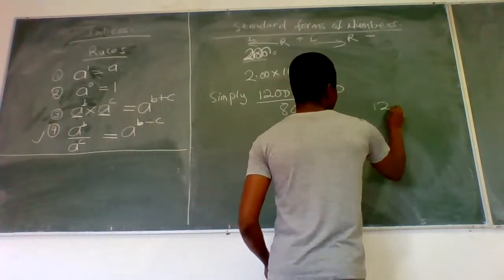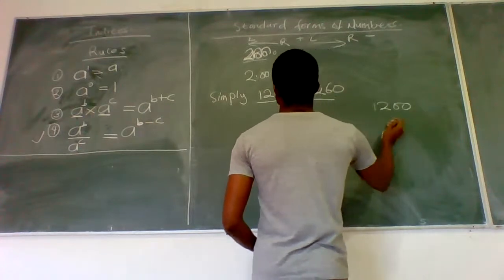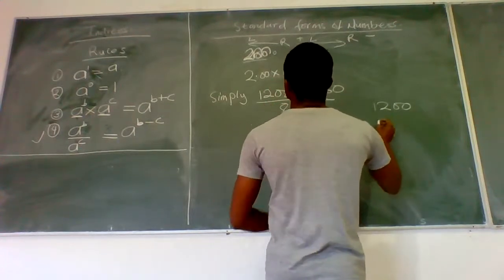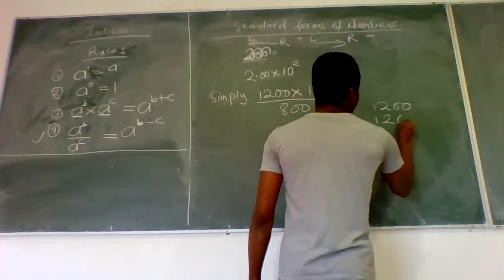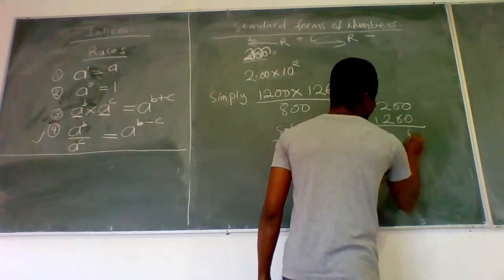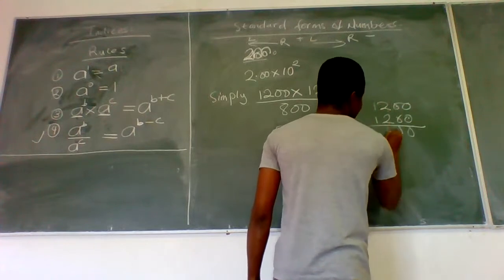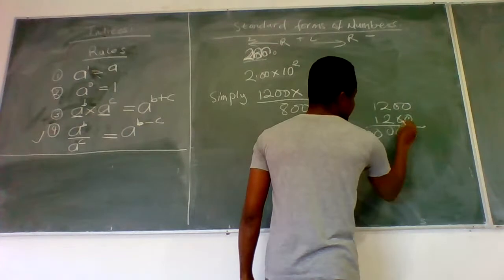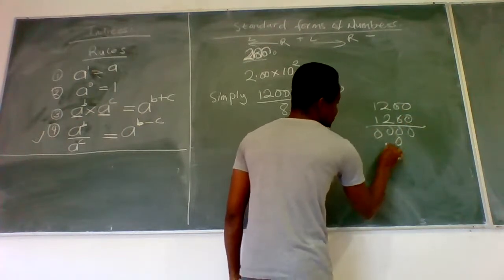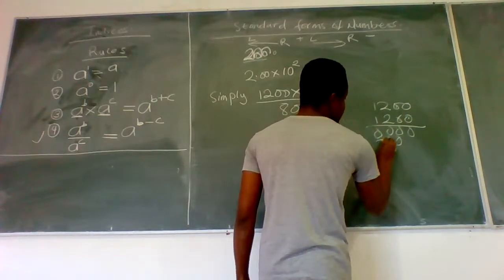So you have 1200 times 1600. So let's multiply: 0, 0, 0, 0. This one is 0, multiplied with 0, 12, 2, remainder 1.